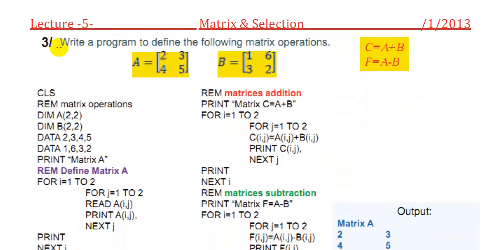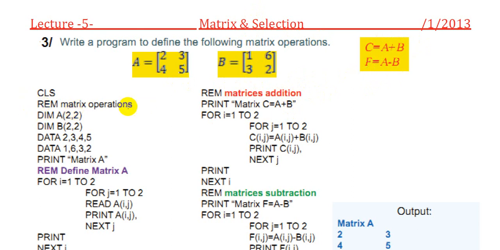Matrix and selection. 3. Write a program to define the following matrix operations. A, a 2 by 2 matrix, as you can see: 2, 3, 4, 5. B equals 1, 6, 3, 2. This is the row, and this is the column. Column 1, 3, column 6, 2, or row 1, 6, and row 2, 3, 2. As you can see, C equals A plus B, F equals A minus B.